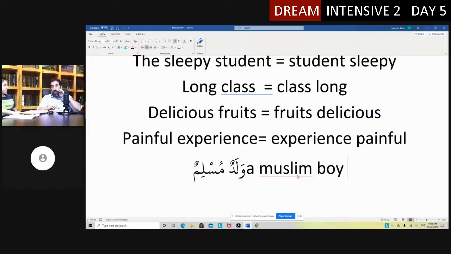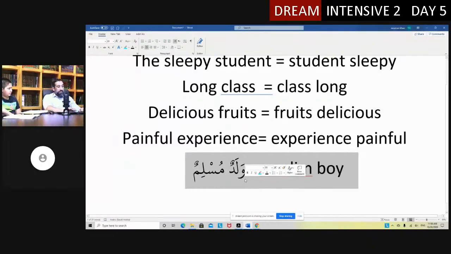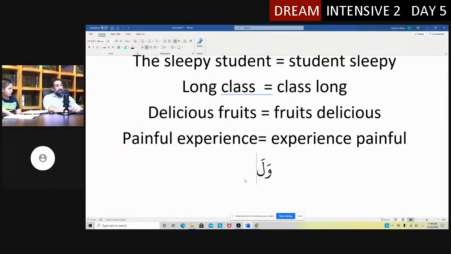This is different from mudaf mudaf ilayh because first of all, you don't have to match anything in mudaf mudaf ilayh. And second of all, you put an of there. You don't put an of here. You put the second word as a description of the first word. You put the sifa describing the mawsuf. A Muslim boy. And if I changed it to nasab, it would be waladan. Then Muslim would have to change to musliman. And if this was waladaini, two boys, nasab or jar, then the Muslim would have to also become muslimaini.